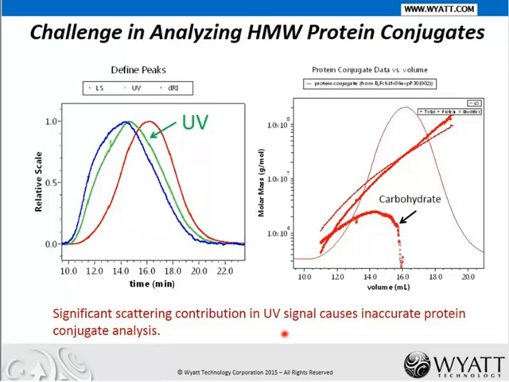So when we use protein conjugate analysis, we will find the carbohydrate content drops to 0 for the second half of the peak. That's because the UV signal, due to the scattering artifact, is overestimated, so the protein content is also overestimated. If we still want to do protein conjugate analysis, we have to remove the scattering contribution in the UV signal first. And we're currently working on the correction in our Astra software.